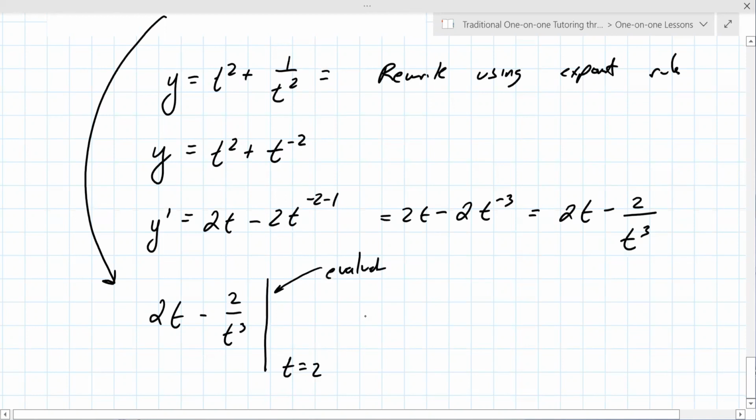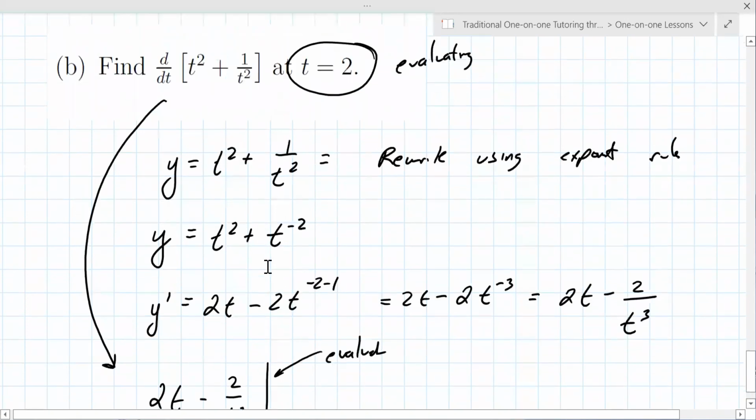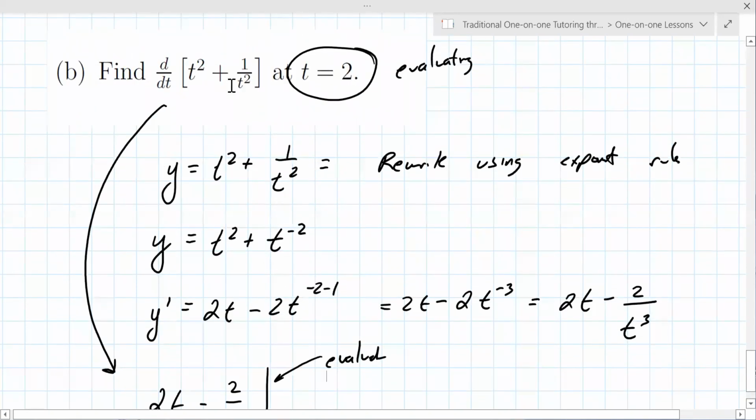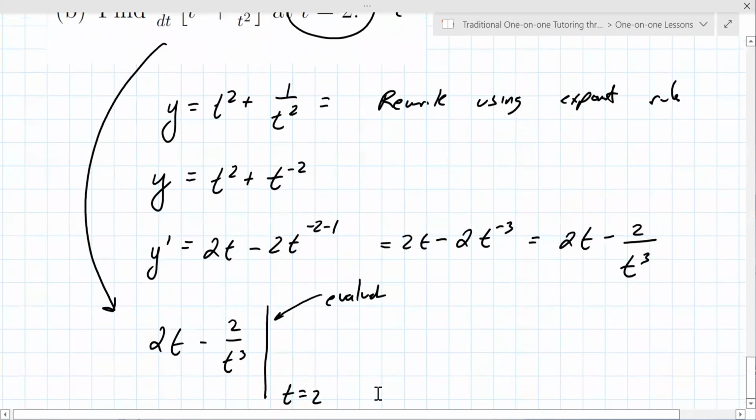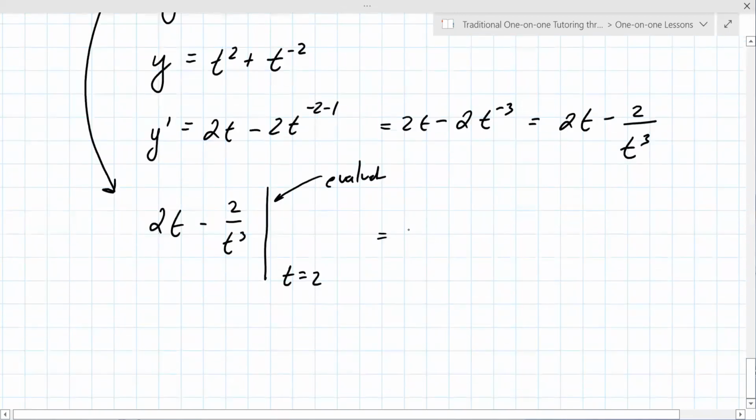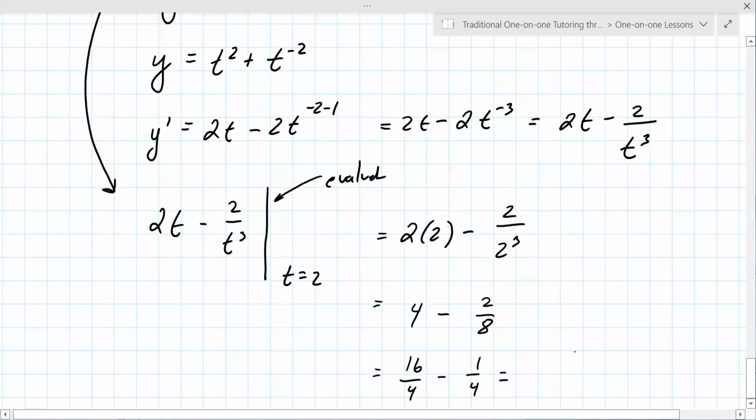And then you can just plug in the 2. You do need to make some sort of connection. You're trying to imply that this work refers back to this and somehow this becomes this. And so you just have to be comfortable doing that. So this is 4 minus 2/8, which is 1/4. So 4 is really 16/4 minus 1/4, which is 15/4.